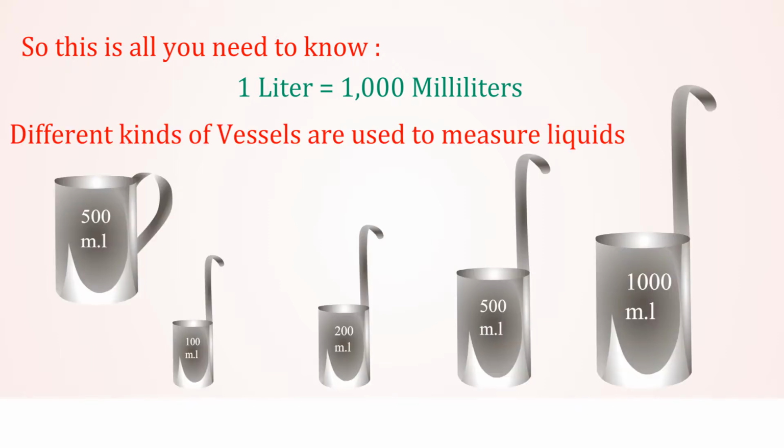So this is all you need to know. 1 liter is equal to 1000 milliliters. Different kinds of vessels are used to measure liquids.